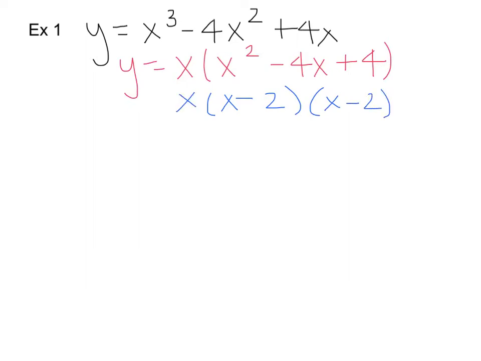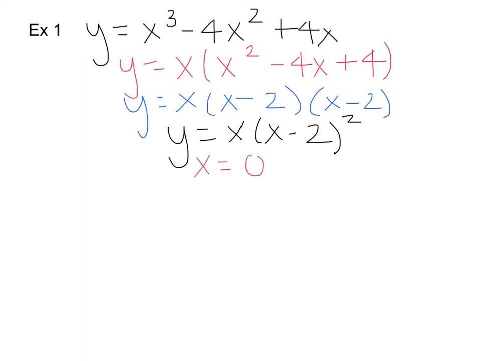Bring down the x out in front. Okay, so I can rewrite that as y equals x times x minus 2 quantity squared. So let's find our zeros now. So set x equal to 0, set x minus 2 equal to 0. So x equals 0 and x equals 2.